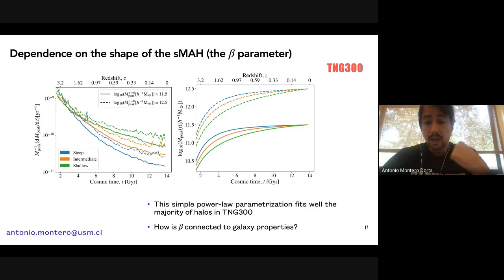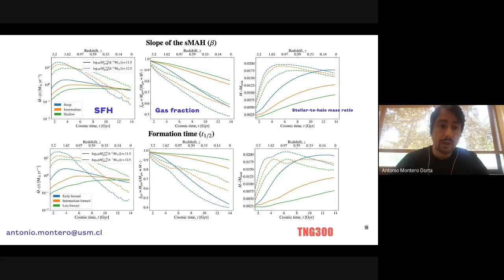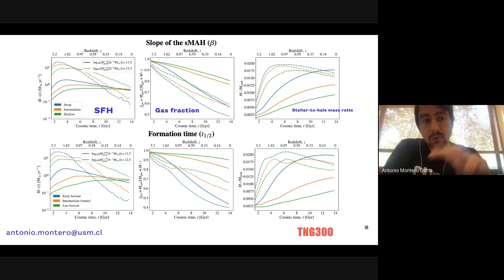Okay. Now the question is how beta connects to galaxy properties in general, right? This is what is shown here. This is probably not easy to explain in a few minutes, so I'm going to just summarize it. Here I'm showing the star formation history, the gas fraction, and the stellar to halo mass ratio. And again, dividing, actually these are galaxies, but they're halos in steep, intermediate, and shallow betas here, right? So the bottom line of this plot is that there are a couple of things.